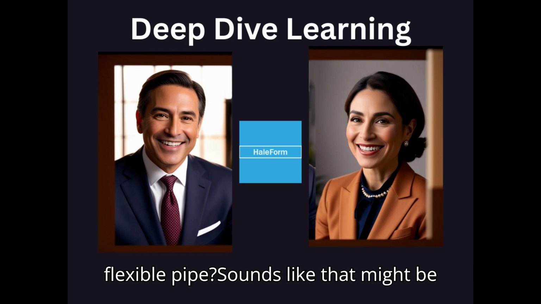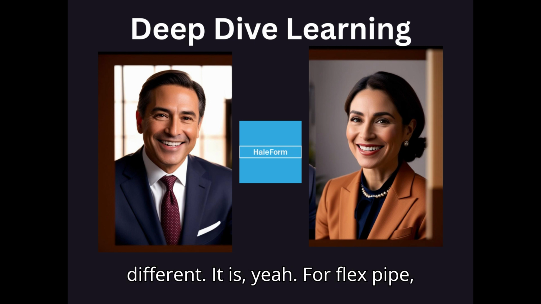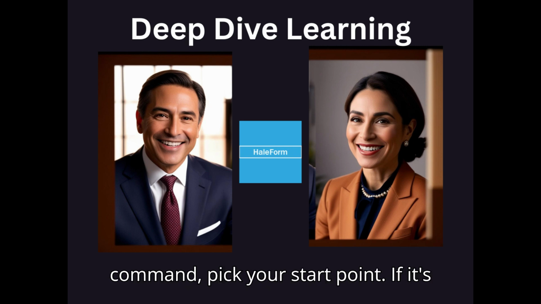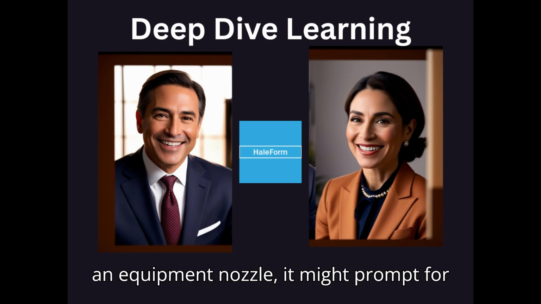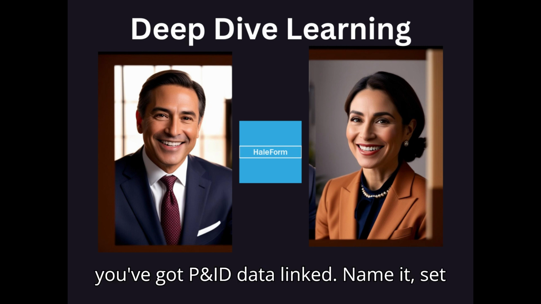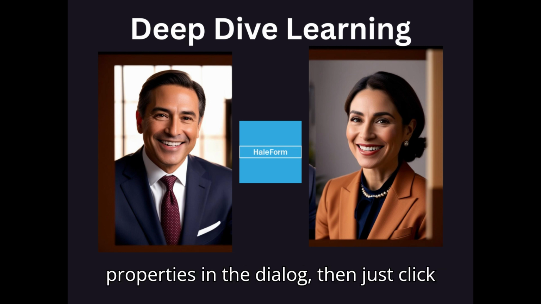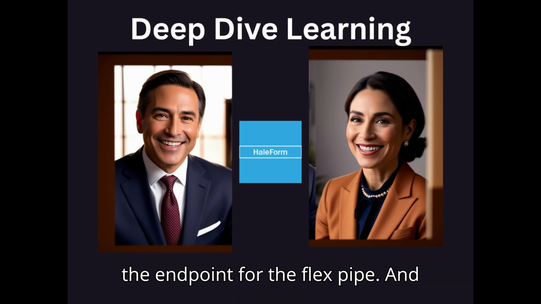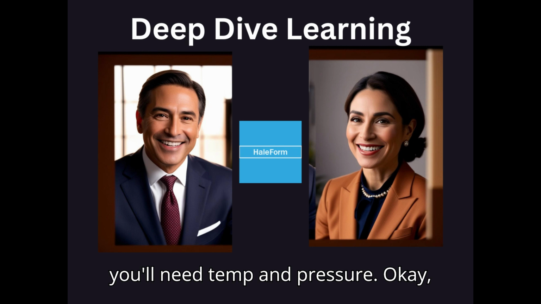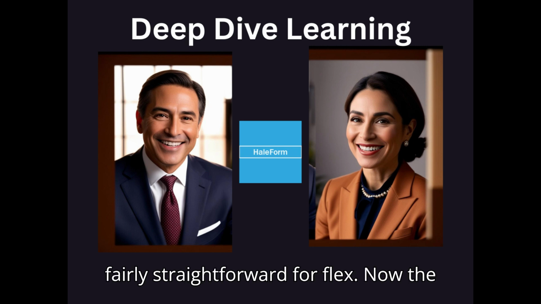What about flexible pipe? Sounds like that might be different. It is, yeah. For flex pipe, you select the root flex pipe command, pick your start point. If it's an equipment nozzle, it might prompt for a new run or find the connected run if you've got P&ID data linked. Name it, set properties in the dialog, then just click the endpoint for the flex pipe. And again, if your spec has service limits, you'll need temp and pressure. Okay, fairly straightforward for flex.